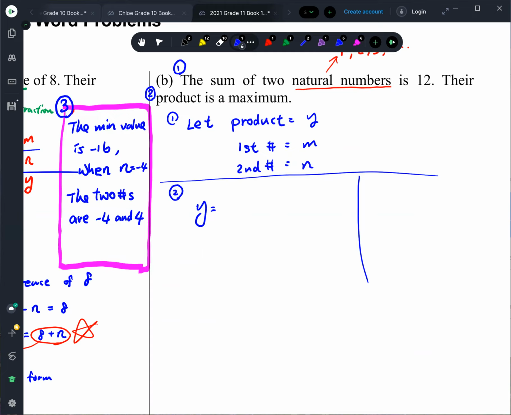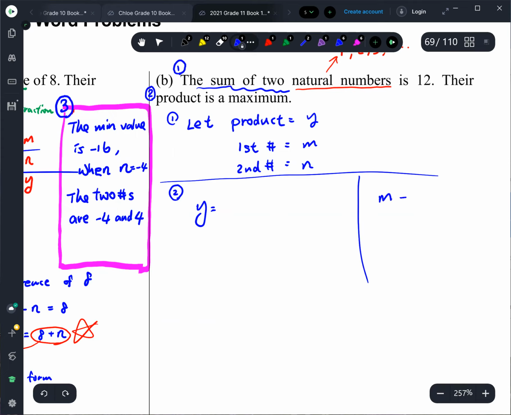So how do you write it? Y equals M plus N. No, Y, we're not using Y. Just the first sentence. Oh, then M plus N. Yeah, M is the first number plus the second number has to equal what? 12. Okay? This is just translating the sentence into variables, okay?